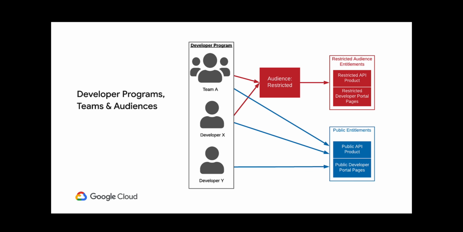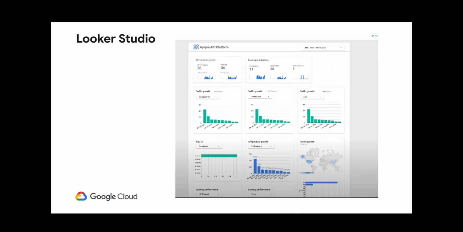You can control access and visibility of your APIs using developer programs, teams, and audiences. This allows you to segment your developer community and tailor which API products are visible and accessible to different groups.